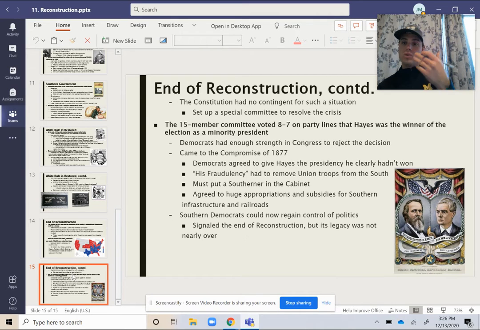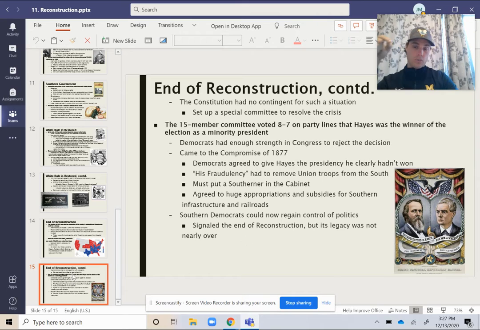So only a few days before the inauguration, March 4th, 1877, we still don't have a president. Finally, the Republicans and the Democrats come to a compromise of sorts that really leaves us with a sour note on the end of Reconstruction. The Democrats agree to allow Rutherford B. Hayes, who you see in the bottom corner of the screen with the beard on the left, to be the president, even though he clearly hadn't won. And as a result, he'll be known as His Fraudulency in American history, right? Play on His Excellency, but as a fraudulent winner.